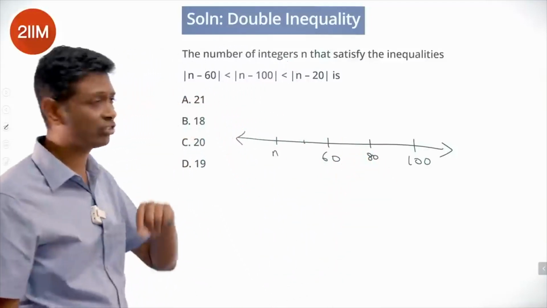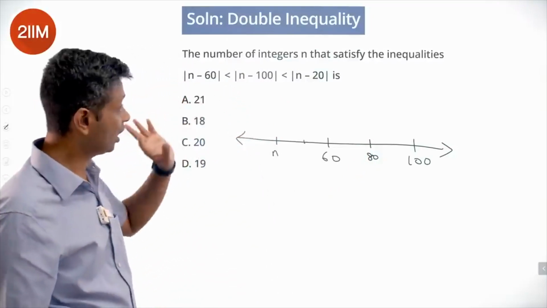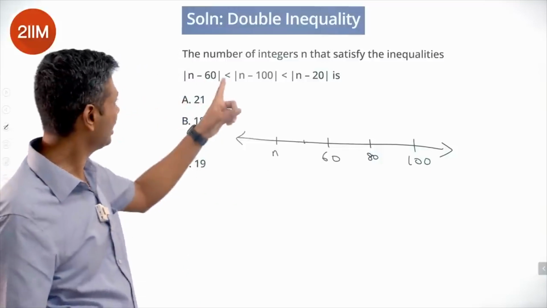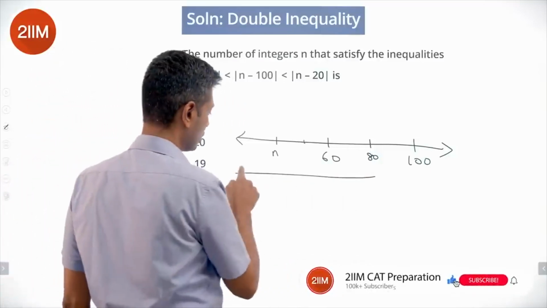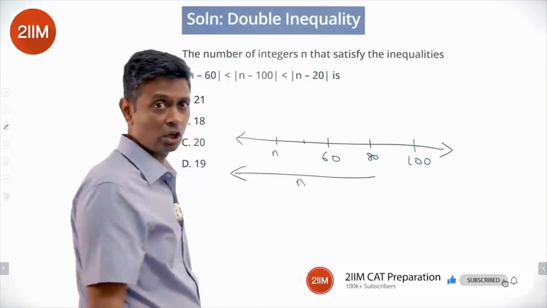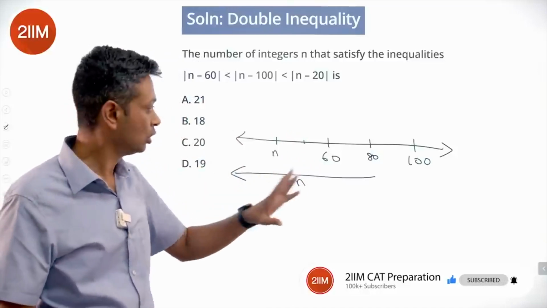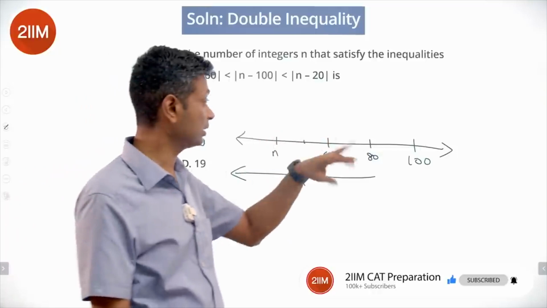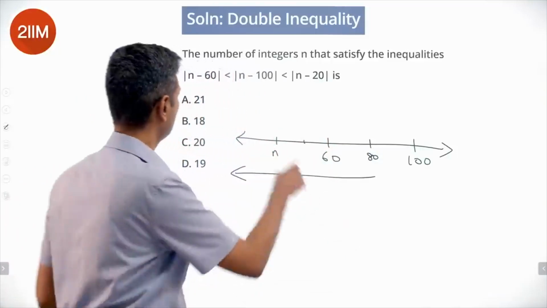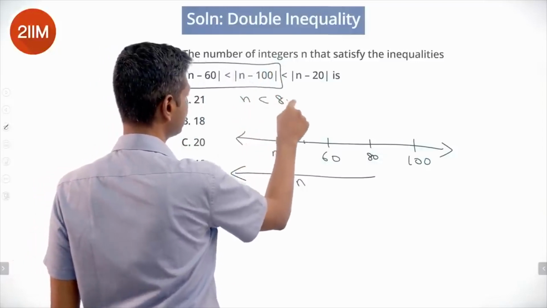Modulus of 80 minus 60 is equal to modulus of 80 minus 100. So where will it work? Where will it hold good? It will hold good when n is less than 80. N can be anywhere here. Modulus of n minus 60 will be less than modulus of n minus 100. Because 40 minus 60 modulus is 20, 40 minus 100 modulus is 60. So this tells us n is less than 80.